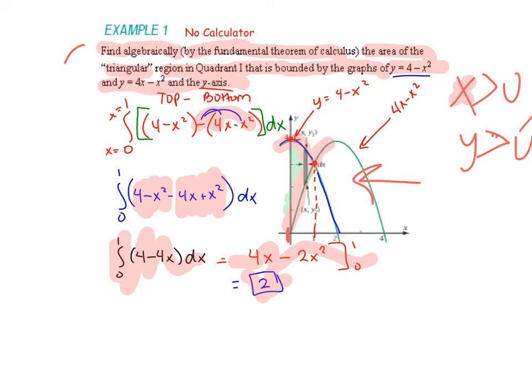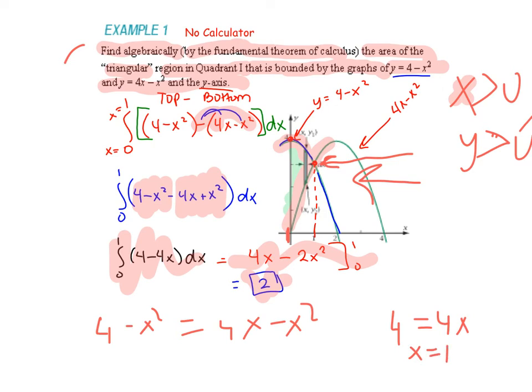This was a lot easier for you because they gave you in the graph where they intersected. If they wouldn't have, you probably would have just done 4 minus x squared equals 4x minus x squared, and then you would have had to solve it. You would have been like 4 equals 4x, and then x equals 1. Ooh, that's where they intersect. But they gave it to you graphically, so you didn't have to worry about doing that.